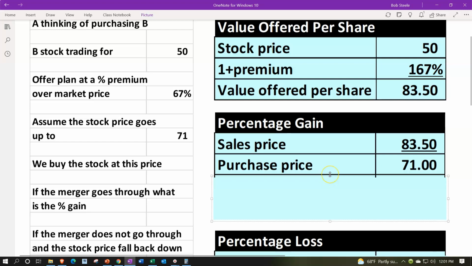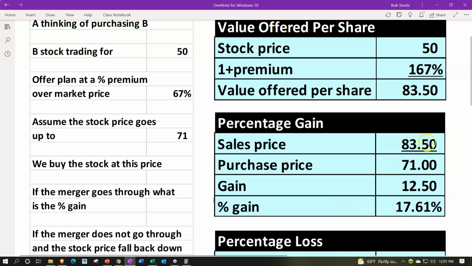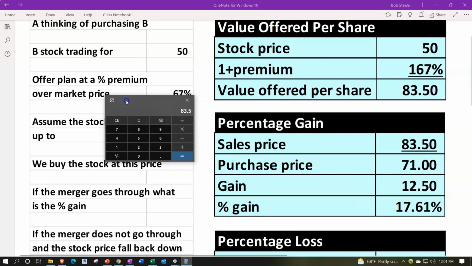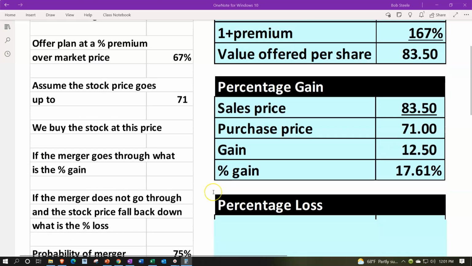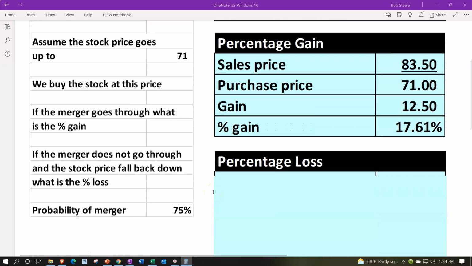We've got the purchase price, which is the 71, and the gain is the difference between the two. The 83.50 minus the 71 is the 12.50. If we compare that gain to the purchase price, we get a 17.61% gain. So once again, 83.5 minus the 71 that we bought it for is the 12.5 gain. Dividing that by the amount we purchased it for, the 71, gives us about a 17.61% gain.